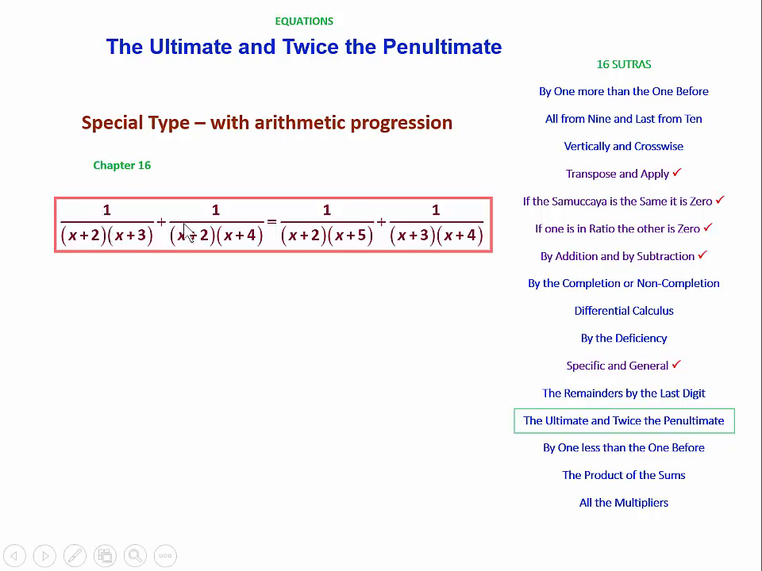You've got numerators which are the same, and you've got quadratics in the denominators, and those factors have a certain pattern. You've got 2, 3, 2, 4, 2, 5, 3, 4. In this particular case, we can apply the sutra, and the ultimate and twice the penultimate means the last term, which is the x plus 5, and twice the penultimate, which is twice the x plus 4, equals 0. Then we get this equation, and this complex equation here is reduced to this really simple one just by spotting the fact that it has this special characteristic.